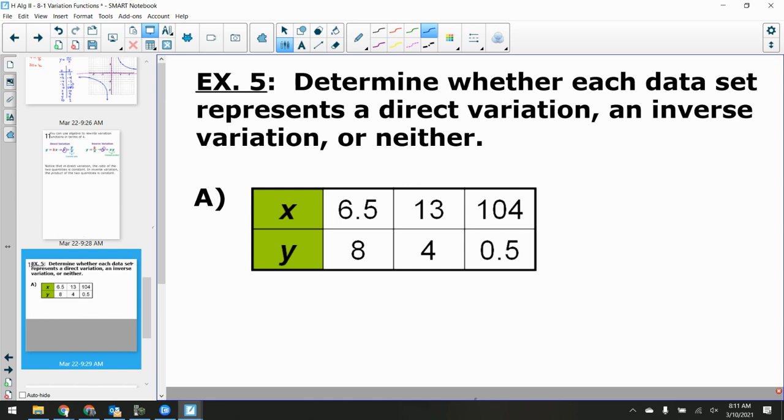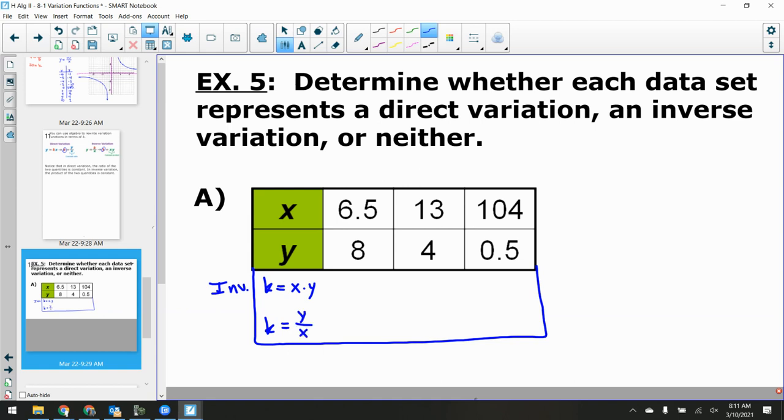Okay, so what we're going to do here is we're just going to add on another couple layers to this table. k is equal to x times y. This would be checking if it's an inverse variation. And then k is equal to y divided by x. That's checking if it's a direct variation. Because it could be an inverse, could be a direct, could be neither. Let's check it though.